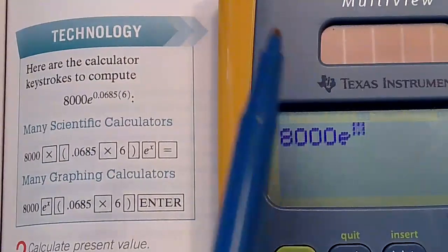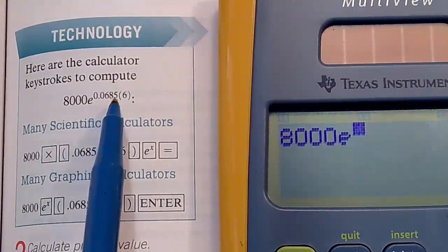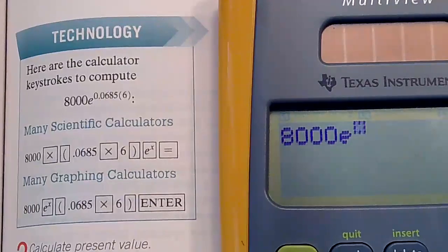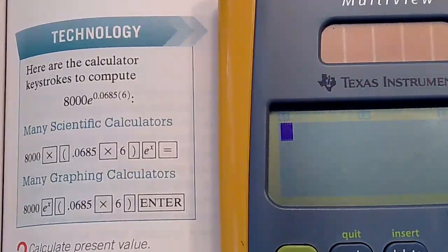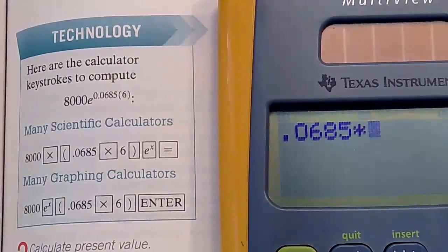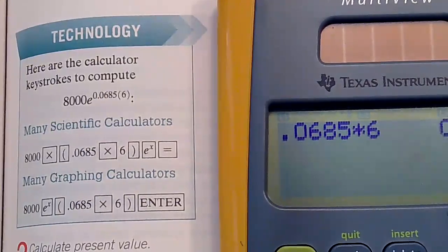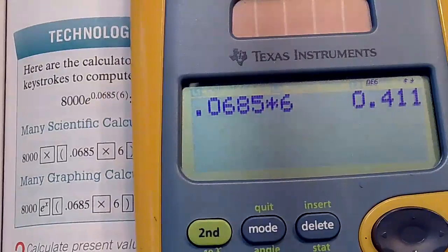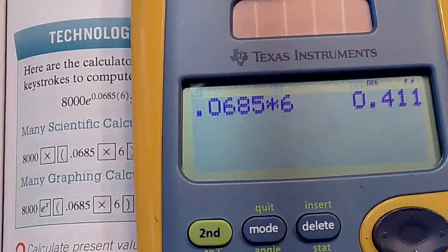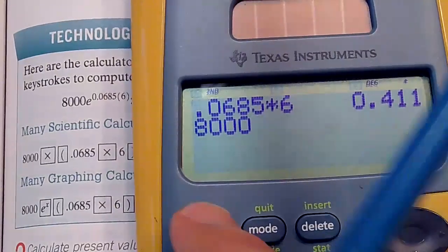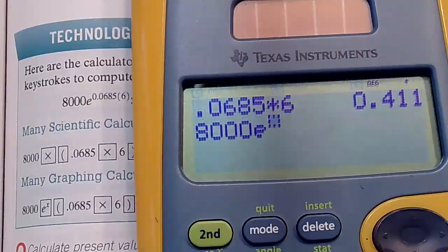And then what I would do here is I would have multiplied this value first. Let me go back, let me take this off. I would have first found out what 0.0685 times 6 is. 0.0685 times 6 is this value, 0.411. And then I would have done the 8,000, and then second, raise that to the e, so second LN.